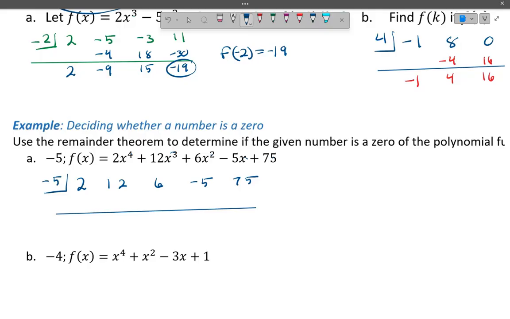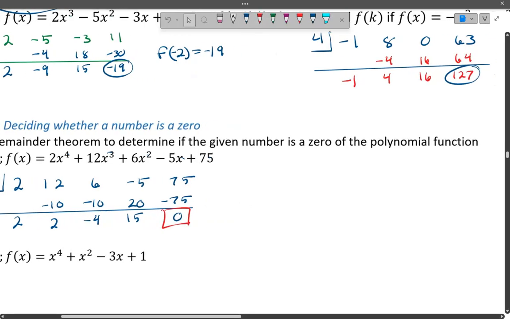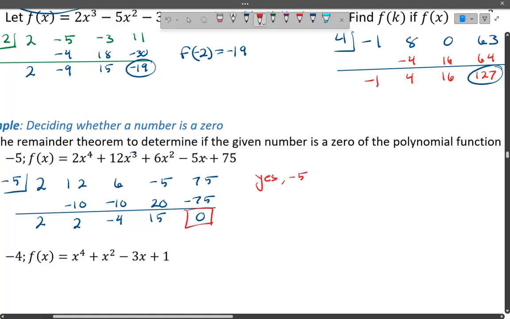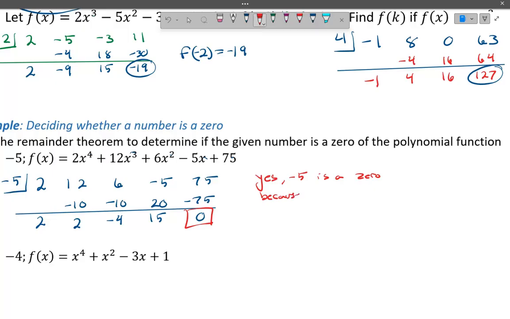So we'll go ahead and start the process. We'll add, multiply, add, multiply, add, multiply, add, multiply, add, and we get a remainder of 0. So, yes, negative 5 is a 0 because f of negative 5 equals 0. And we used the remainder theorem to evaluate f of negative 5.